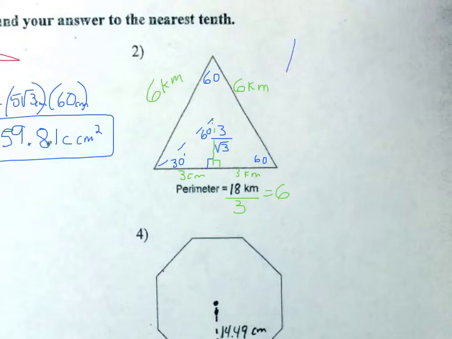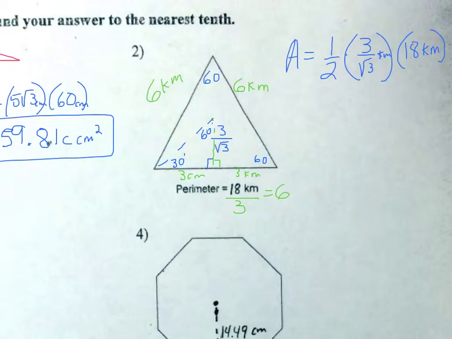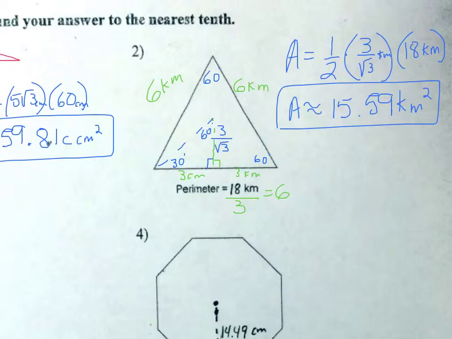I have area equals 1/2. The apothem is 3 divided by square root of 3, in kilometers, and then times the perimeter, which is 18 kilometers. Then just put all of that into the calculator: parentheses 1 divided by 2 close parentheses, and then parentheses 3 divided by square root of 3, move to the right, close the parentheses, times 18. When you put that into the calculator, that gives you an approximate answer of 15.59 square kilometers, because it's the area. Okay? Now, that's number 2. Problem number 3.